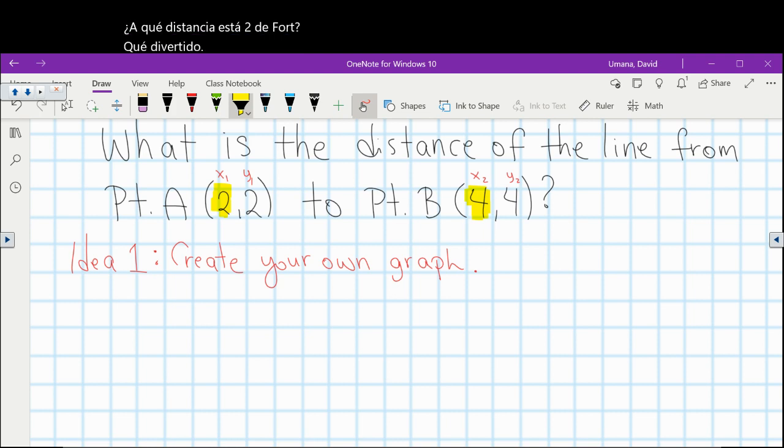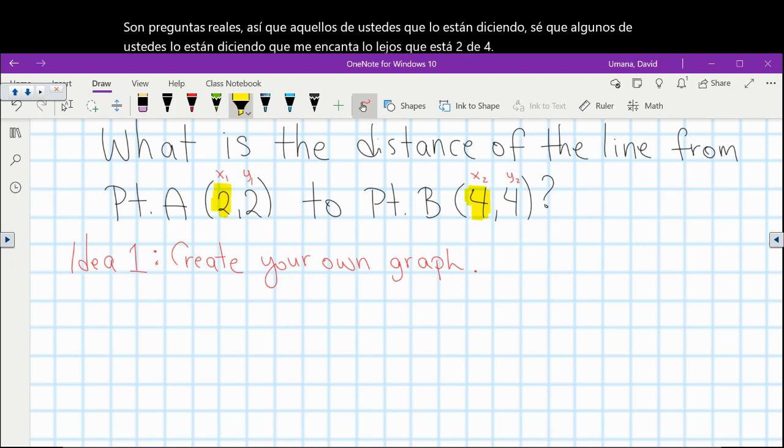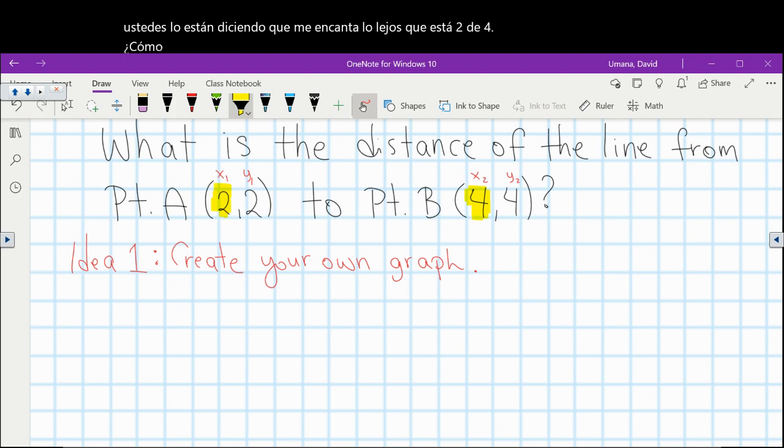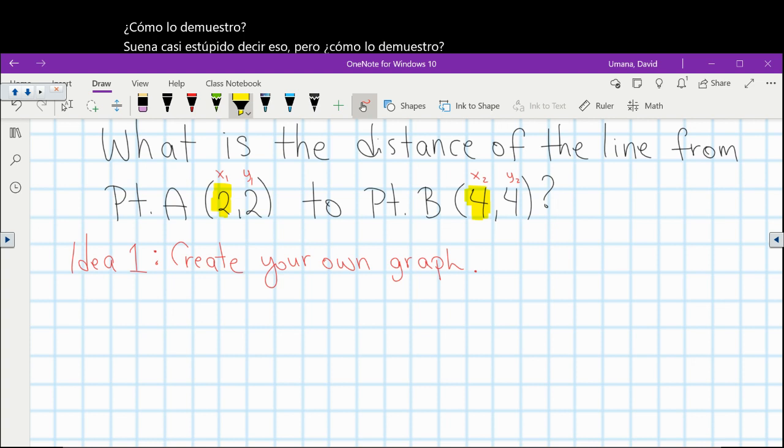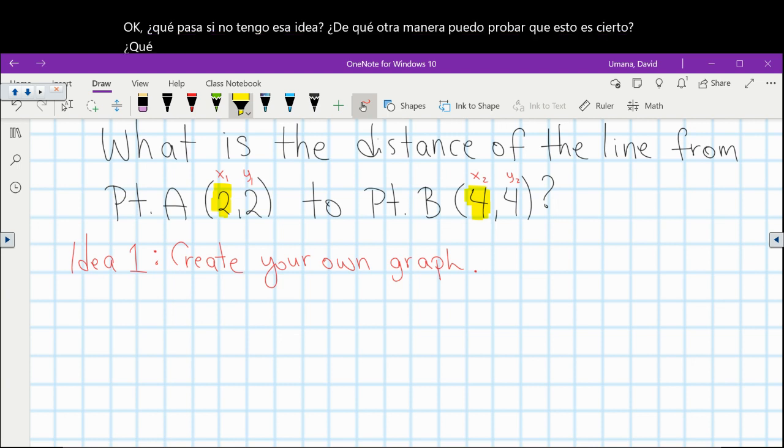Not a trick question. Those of you who are saying it, nice and loud. How far is 2 from 4? 2. How do I prove that? It sounds almost stupid to say, but how do I prove that? I count, right? I have 2, 3, 4. What if I don't have that idea? How else can I prove that this is 2? What can I do to those numbers calculation-wise to prove that's true? Minus. Thank you.